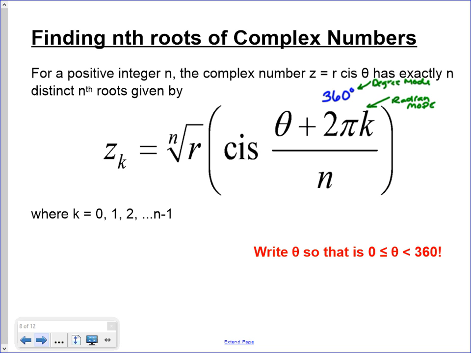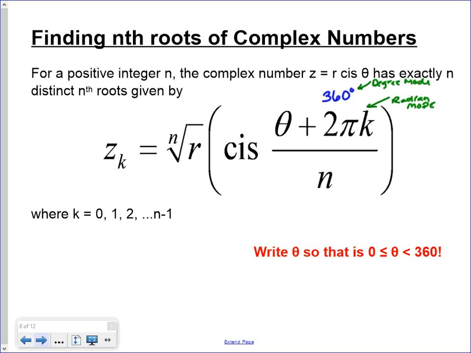Where k is 0, 1, 2, dot, dot, dot, and n minus 1. So how far that goes up in the list just depends on how many roots you have, right? If we were doing a fifth root, 5 minus 1 is 4, so we would do k is 0, 1, 2, 3, 4, and that gets us our 5 roots. If we're doing a square root, then n is 2, 2 minus 1 is 1, so we would just do k for 0 and 1, and that gets us our 2 roots.